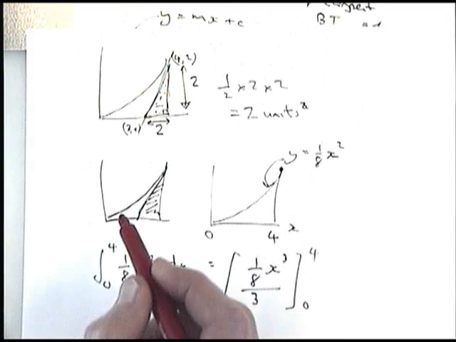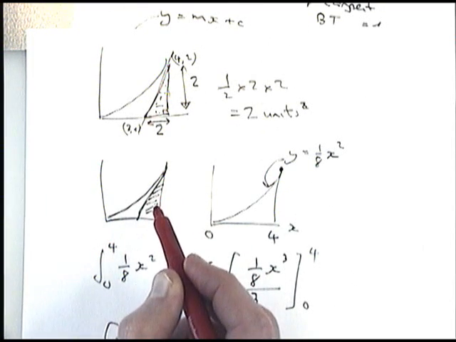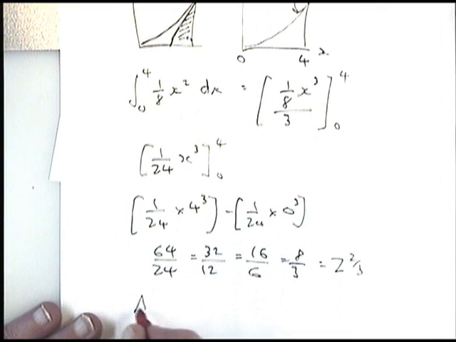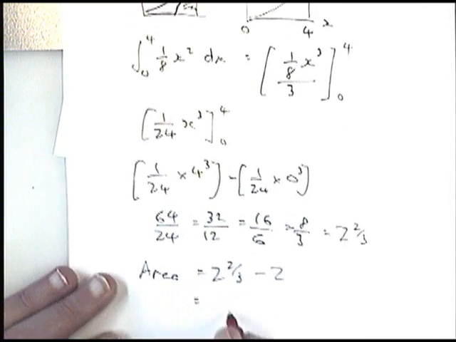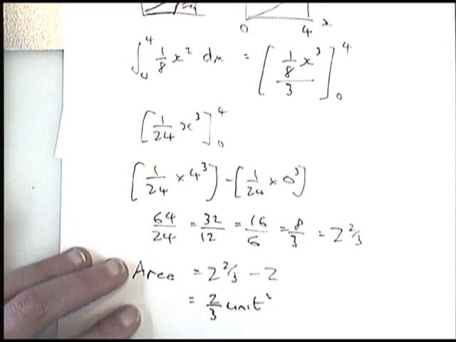Now, from that area I've just worked out, which is bounded by this, I need to take off the triangle area, which is 2, to get what I want. So the area I actually want is the 2 and 2/3 take away 2. So it will be 2/3 units squared.